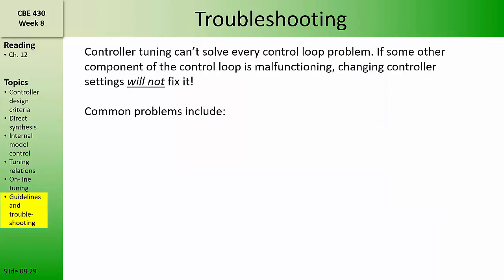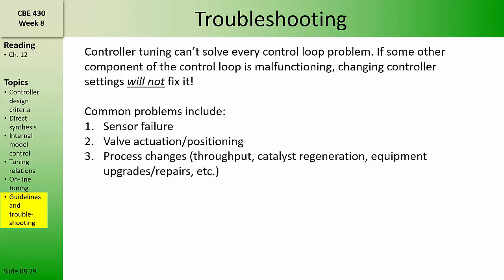Controller tuning cannot solve every control loop problem. If some other component of the control loop is malfunctioning, for example, a sensor isn't working, then changing a controller setting won't fix it. Common problems in control loops that should be addressed before attempting to change controller settings include things like sensor failure or valve actuation and positioning. Sometimes a valve needs to be serviced if it's sticking. Or process changes, such as changes in the throughput or regeneration of a catalyst or equipment upgrades and repairs.